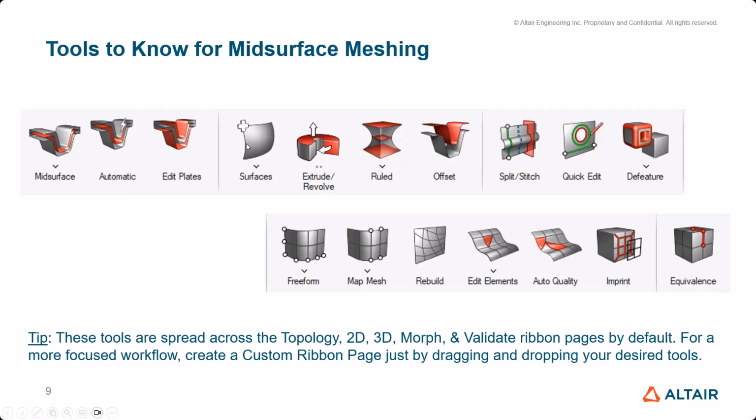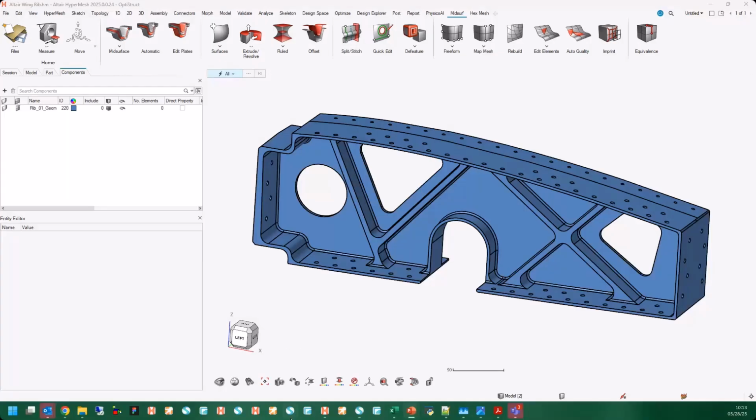Obviously the mid-surface tools, and in this case I even brought automatic and edit plates off the secondary ribbon into the top level here, so I can just go straight to them when I want to. The surface creation tools, as well as other surface creation methods. And then also the splitting tools and defeaturing, and then meshing tools. I think we'll probably have a little bit of time to even get into the meshing today, because that goes hand in hand with the mid-surface creation. All right, so with that, let's jump over to the demo.